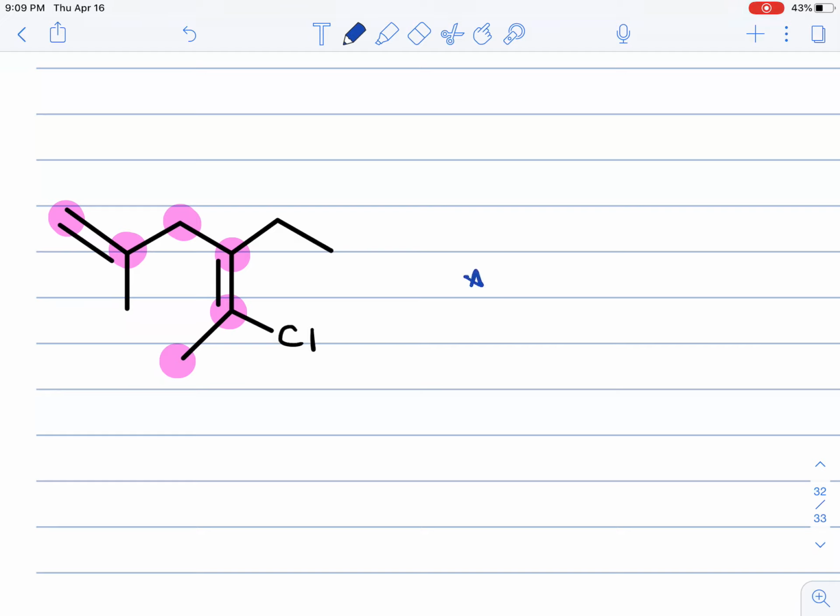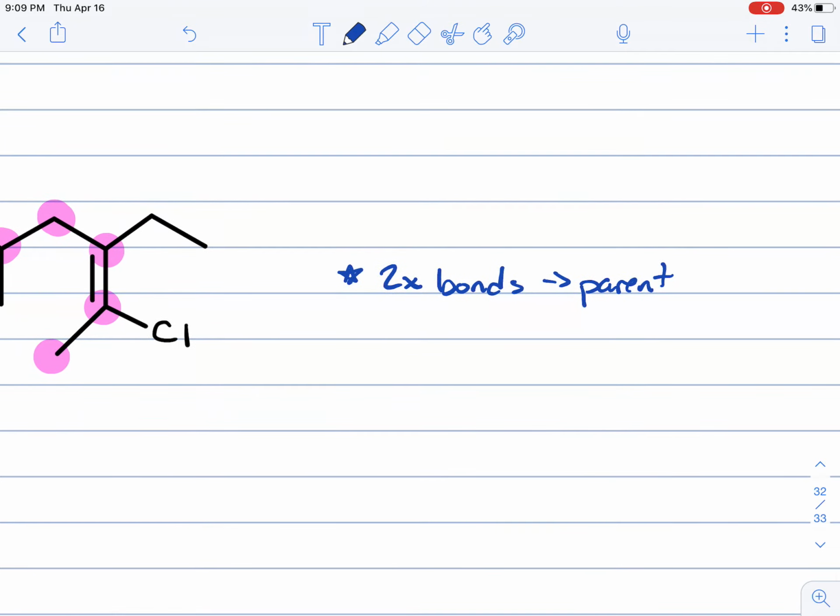So the double bonds must be in the parent chain. So you guys don't know how to name double bonds and triple bonds as a substituent. That is something that we're not going to get into. That's for the full year of organic chemistry. So for now, we want to simplify our life, and we want our double bonds and triple bonds to be in the parent chain.